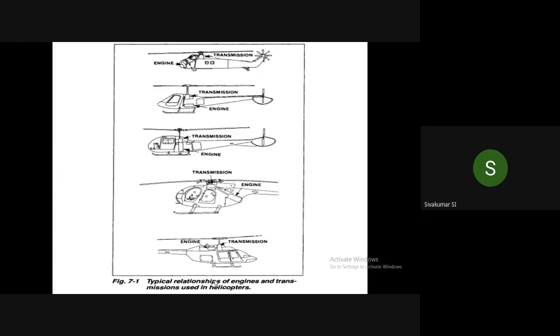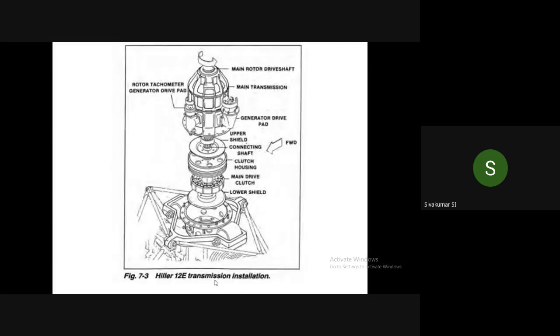Okay, installation of the engine and installation of the transmission system. Now this is a typical helicopter transmission installation. This is only one typical example, an old helicopter having the transmission system. The engine is there in the engine mounting, as shown. If you see, this is the engine mounting. The adapter plate is there, and above that the transmission system is fitted.